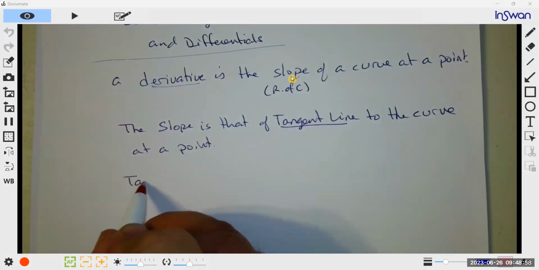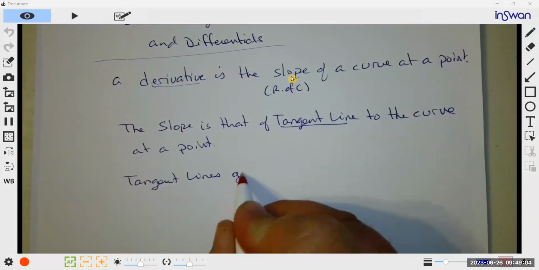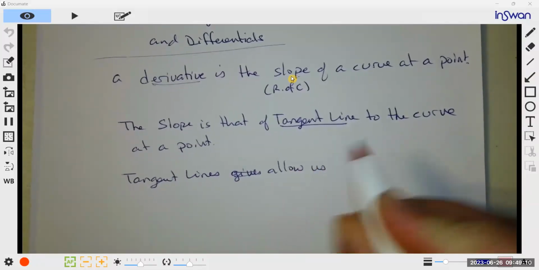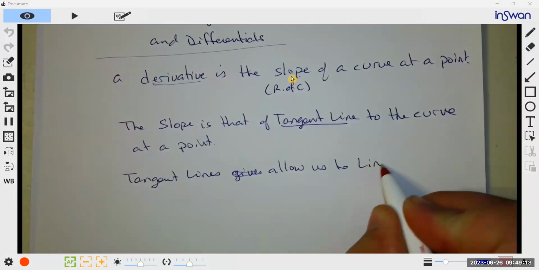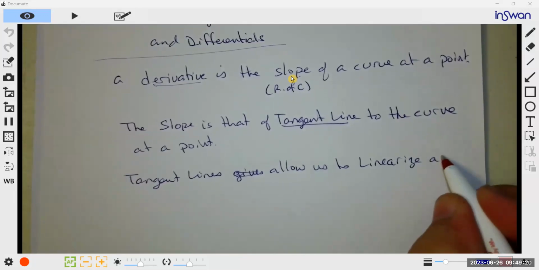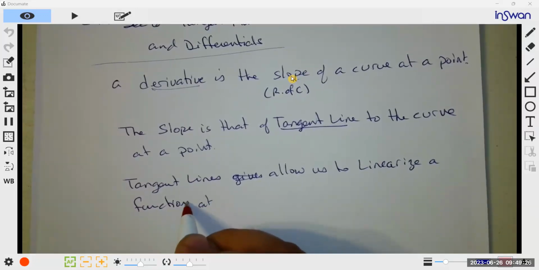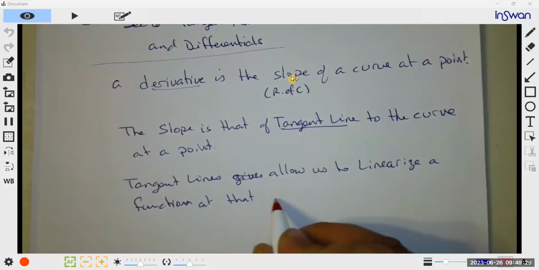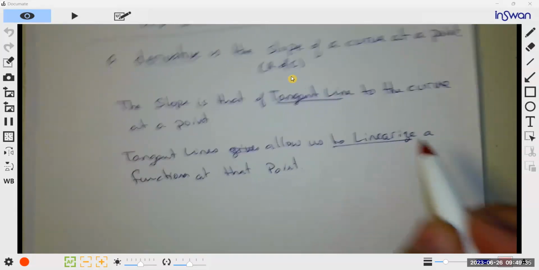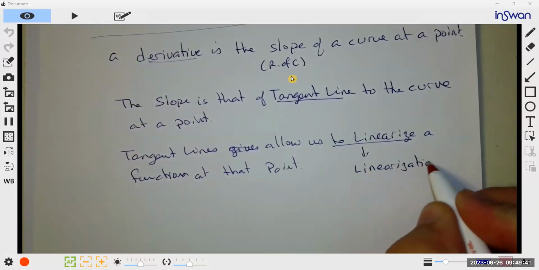The reason we use tangent lines is that they allow us to linearize a function at that point. This is called linearization.